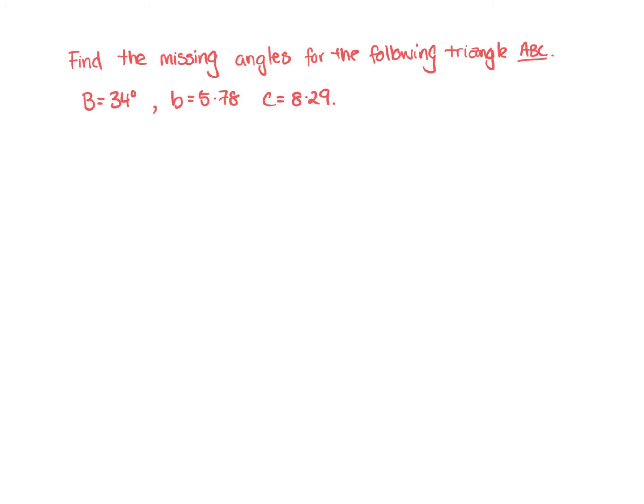So it says, find the missing angles for this triangle ABC. So they didn't really give me the diagram. They just told me there's this triangle ABC. So I've got A, B, and C. So if I write out the information, little b was 7.8 and little c was 8.29, and they gave me angle B. Okay, so if they want me to find the missing angles, so say X and Y here.